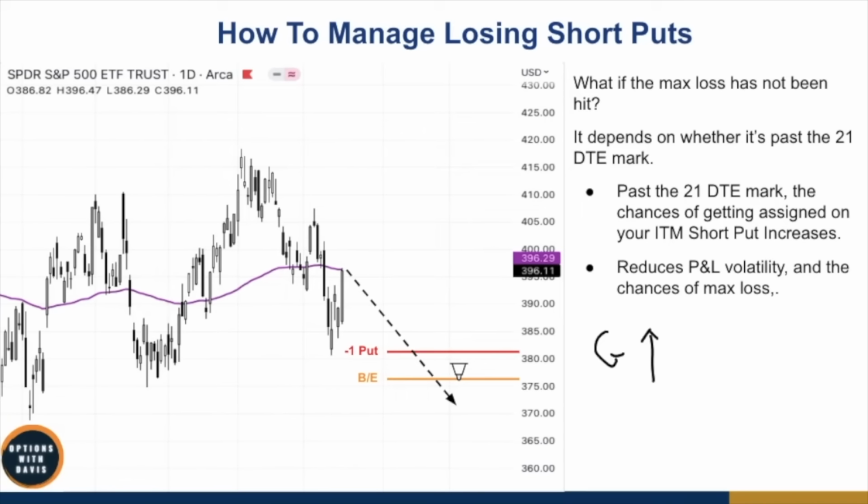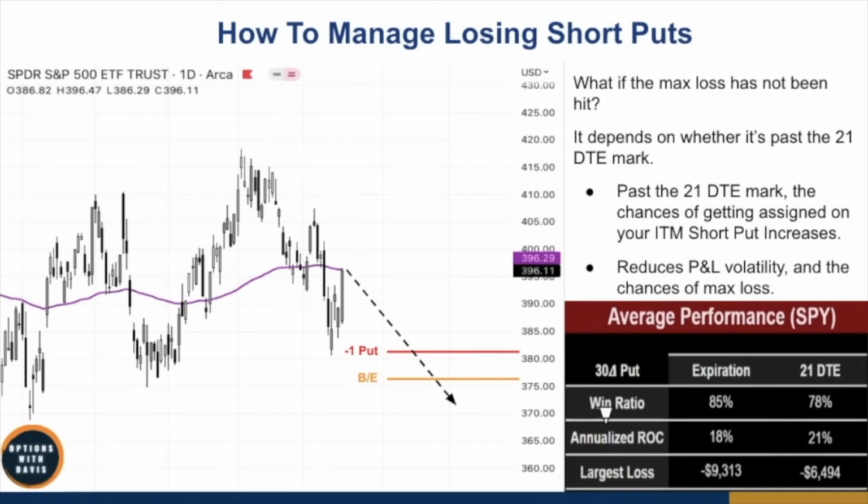So your whole idea of getting into a short position, selling premium, is to let theta work for you. But when gamma gets so big and the pricing gets so volatile, then guess what? Your theta can be overridden by the movement in the underlying stock.